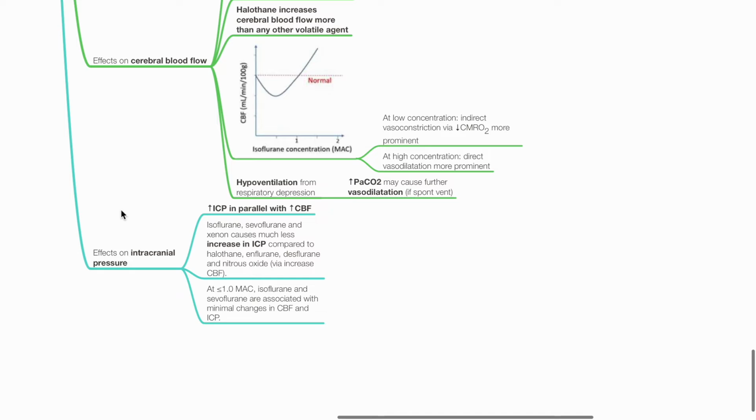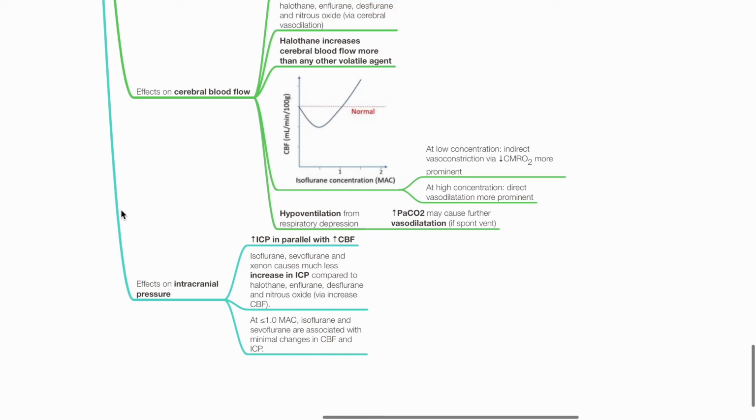Effects on intracranial pressure. Increased ICP is parallel with increased CBF. Isoflurane, sevoflurane, and xenon causes much less increase in ICP compared to halothane, enflurane, desflurane, and nitrous oxide. At less than 1.0 MAC, isoflurane and sevoflurane are associated with minimal changes in CBF and ICP.